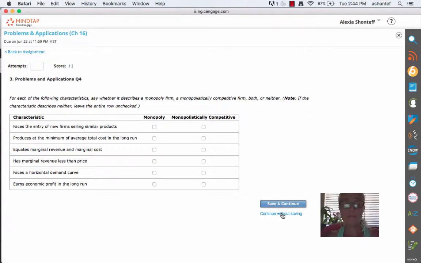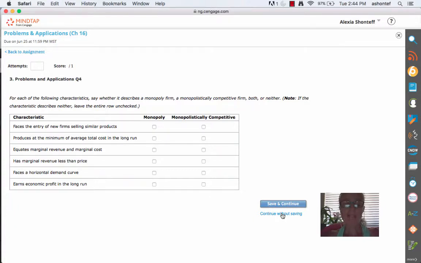Producing at the minimum of average total cost in the long run. Well, which is the only market structure that produces at the minimum, most efficient, welfare maximizing level? It's not going to be either one of these markets. Equates marginal revenue and marginal cost. Remember that saying, that's where the extra revenue of the last unit equals the extra cost of the last unit. And that's where all market structures are going to want to produce and then price accordingly.